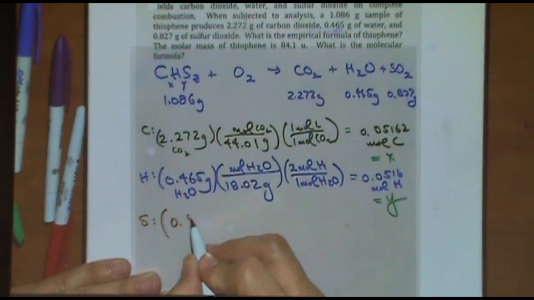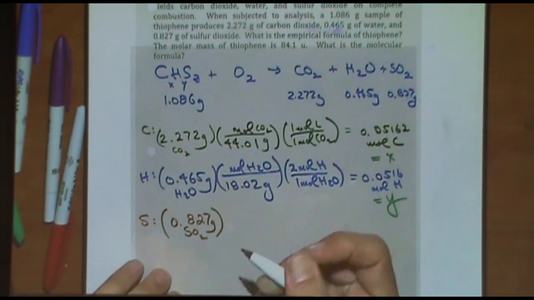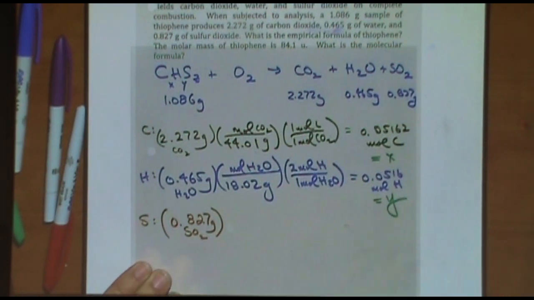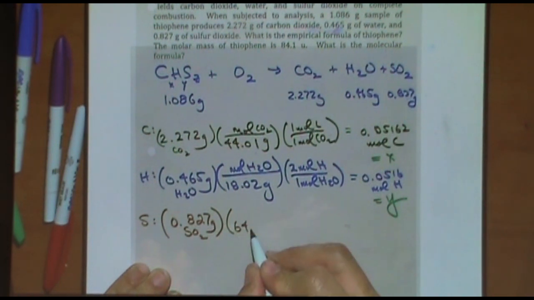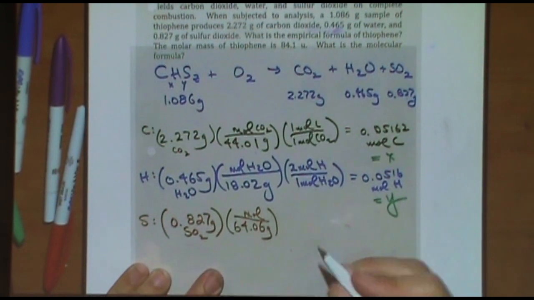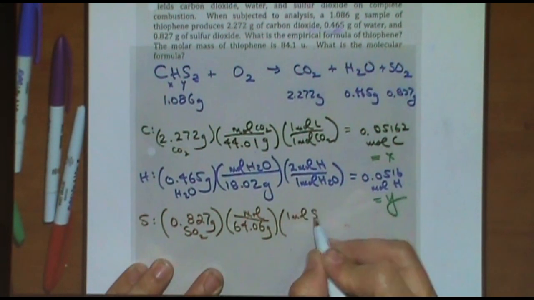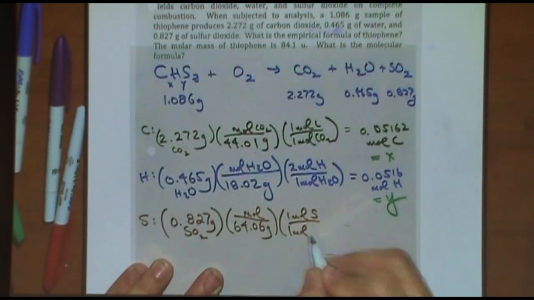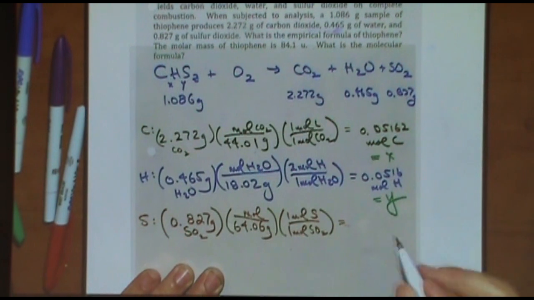That's 0.827 grams of SO2. I don't want SO2. First I want to go to moles and then to sulfur. So from the periodic table, there's 64.06 grams per mole of SO2. And then there's 1 mole of sulfur for every 1 mole of SO2, meaning there's 1 sulfur atom in every SO2 molecule.